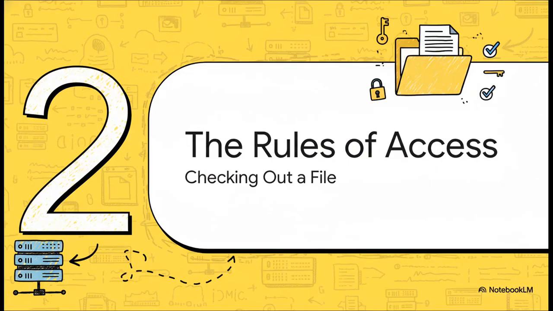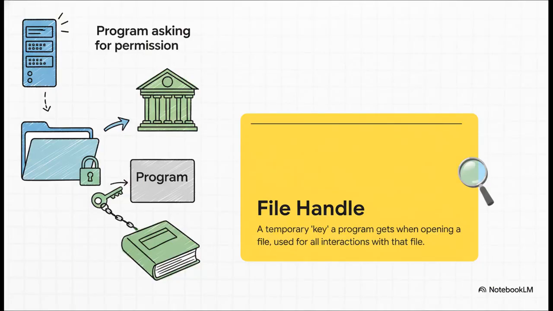Okay, so our program has the address, but it can't just barge in and start messing with the file. Just like checking out a book from the library, there's a proper way to do things. There are rules of access. Now, this is a really important idea. When a program wants to use a file, it first asks permission. In a lot of programming languages, it uses a command like the fopen function.